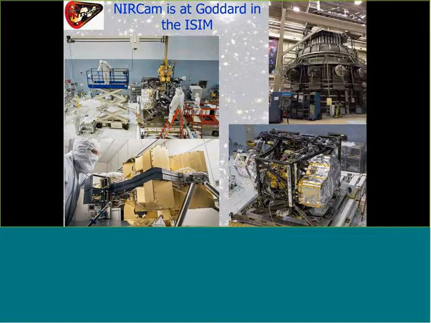Right now at Goddard, it's already mounted in the ISIM, which is the Integrated Science Instrument Module. And if you look in the lower right of this slide, you'll see a kind of black structure. That's the actual ISIM, and it holds all the instruments together. And then that whole structure with the instruments will get mounted on the back of the telescope. NIRCam is the one in the center.